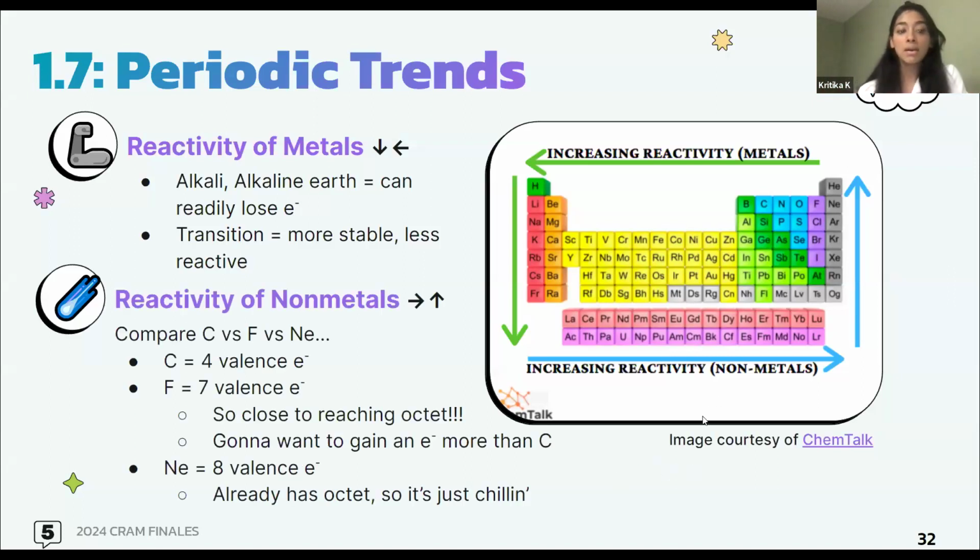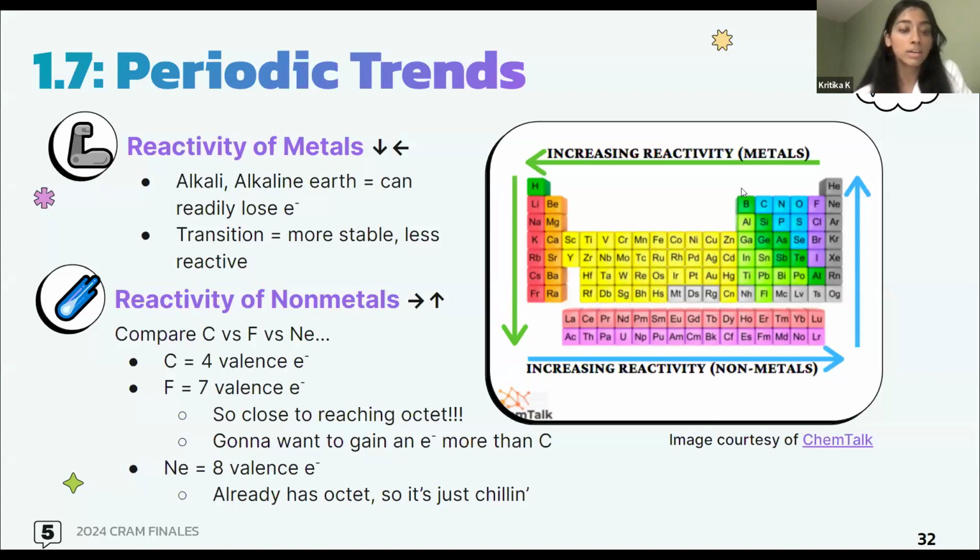Right, now we're going to talk about the reactivity of nonmetals. That's going to be everything on the right side. Sorry, I think I said right for the metals. Those are on the left side. The right side is the nonmetals. The examples that they want us to look at are carbon and fluorine. C is over there in blue, and F is over there in purple. C has 4 valence electrons, whereas F has 7 valence electrons.